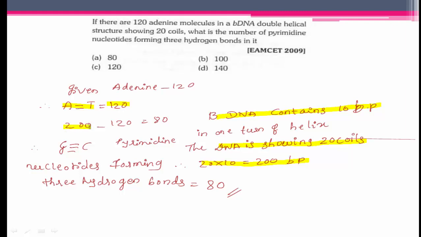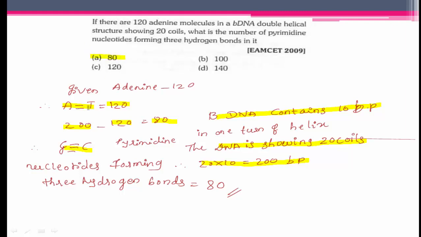The total number of base pairs, I am not talking about the single base, it is base pairs, is 200. In that, both adenine and thymine together represent 120. So after deducting this number, the remaining base pairs are 80. The remaining base pairs are nothing but guanine pairing with cytosine with 3 hydrogen bonds, and the right answer is 80.